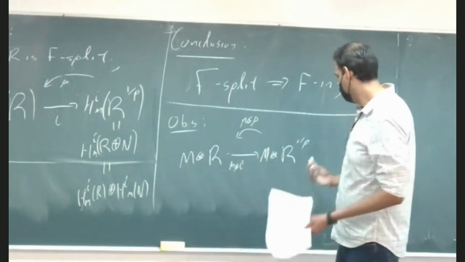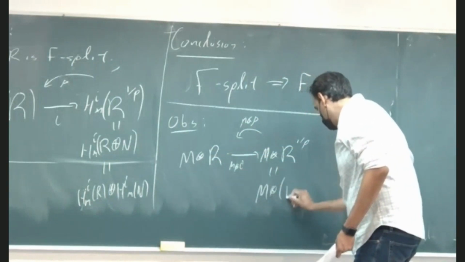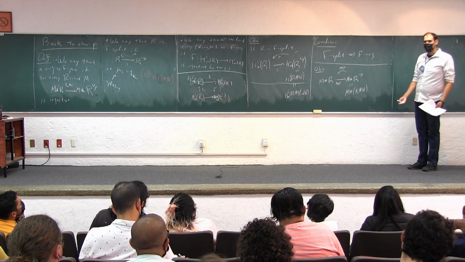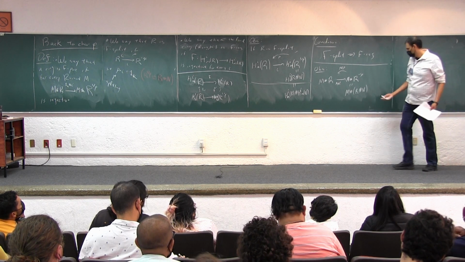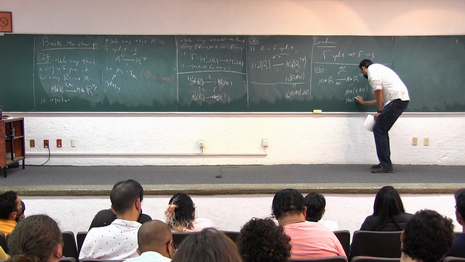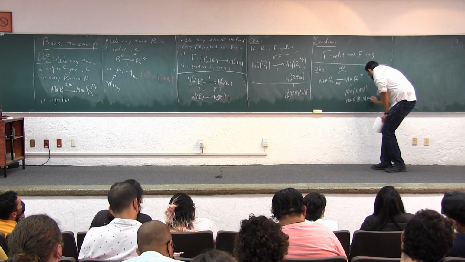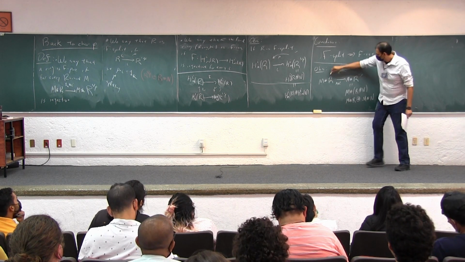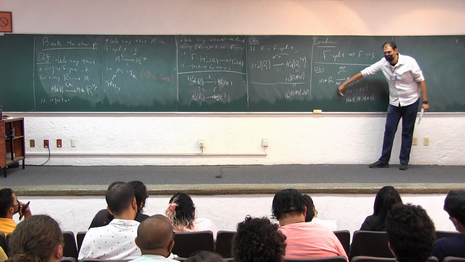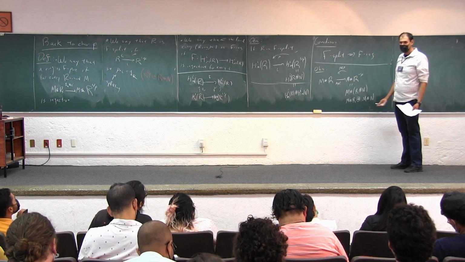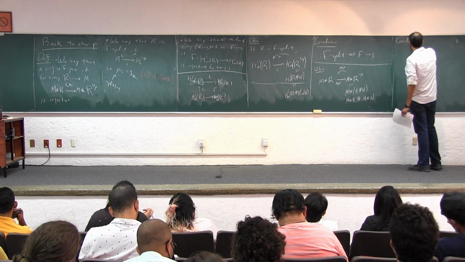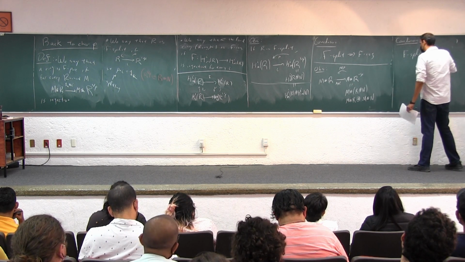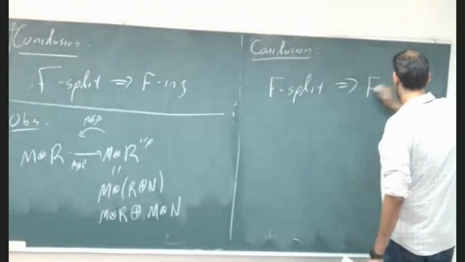Another way to see this is M tensor (R plus N), and we know that the tensor product behaves well with direct sums. So this is R plus M tensor N. So this map has to be injective, because going from here to here corresponds to taking this one and going to the first entry. So this has to be injective. So, conclusion: F-split implies F-pure.